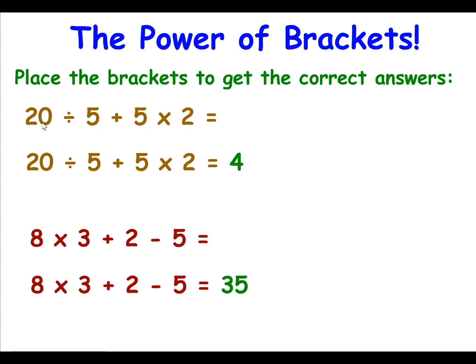BIDMAS tells us to do 20 divided by 5 first, which is 4. And 5 times 2, which is 10. So the division and multiplication are at a higher level than the addition. Now we've done the division and the multiplication, we can do the addition. So 4 plus 10 equals 14.